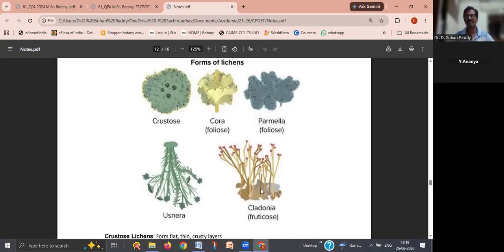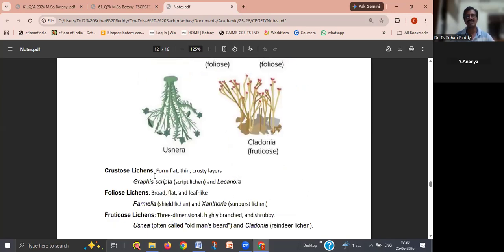And one more type of lichen is fruticose lichens. They are filamentous, shrub-like structures; they appear like shrubs. Examples are Usnea and Cladonia. Crustose lichens form flat, thin, crusty layers. Examples are Graphis scripta, also called script lichen, and Lecanora. These two are examples of crustose lichens, which are very thin.